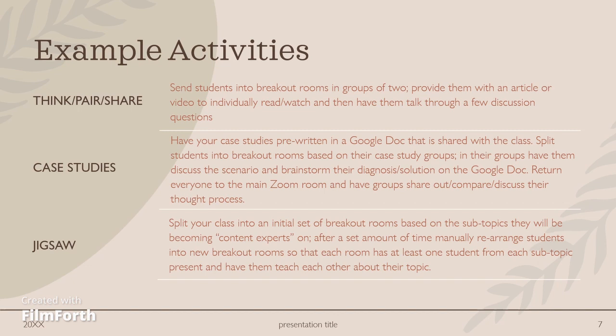For a jigsaw activity, you'll need to do 2 rounds of breakout rooms. For the first round, each room will be assigned to one topic to learn about. Provide them with an article, video, or website, and a set of questions to guide them through becoming content experts on that topic. After some time, pull everyone back into the main room. Then for your next round of breakout rooms, manually switch students into different groups such that each breakout room has at least one student from each topic represented. In these new groups, students will then share out what they learned about their topic and work through a few discussion questions together.